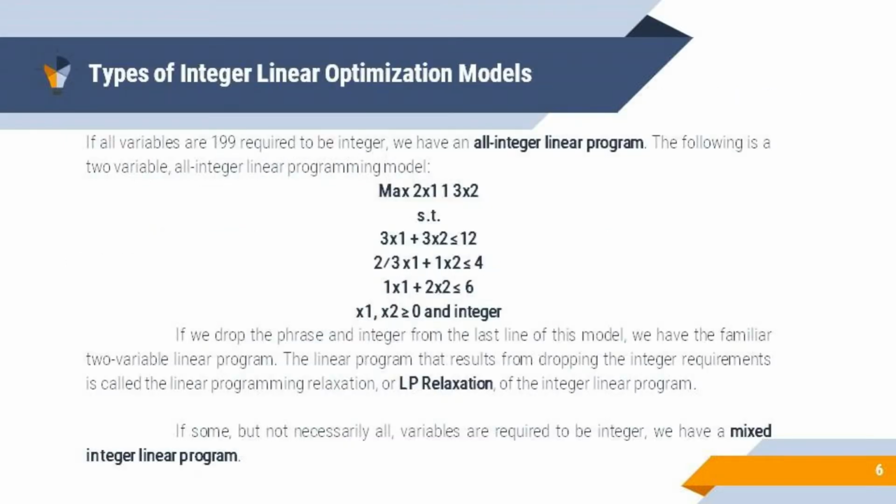If all variables are required to be integer, we have an all-integer linear program. The following is a two-variable all-integer linear programming model. If we drop the requirement of being integer from the last line of this model, we have the familiar two-variable linear program. The linear program that results from dropping the integer requirements is called the linear programming relaxation, or LP relaxation, of the integer linear program.